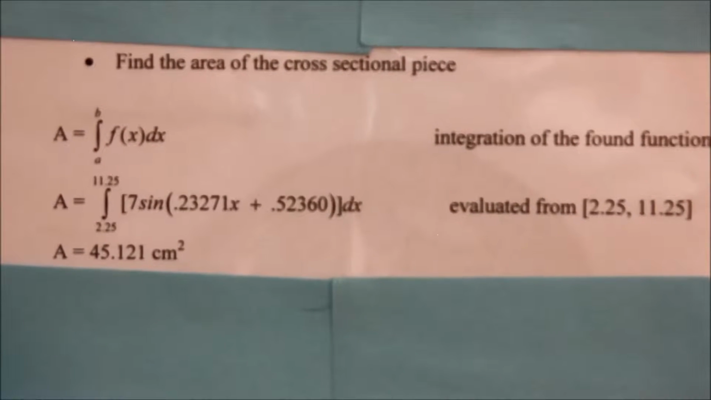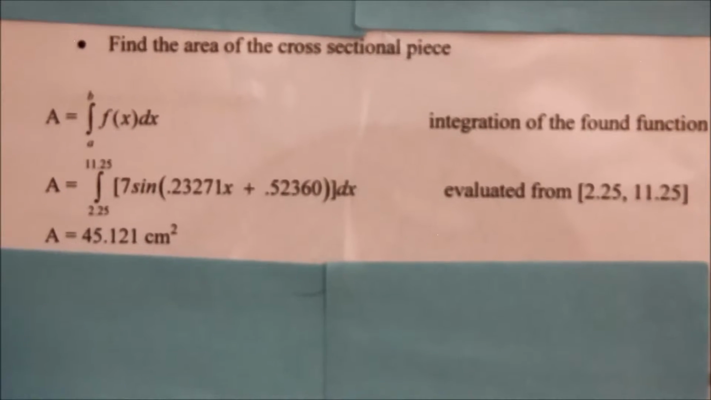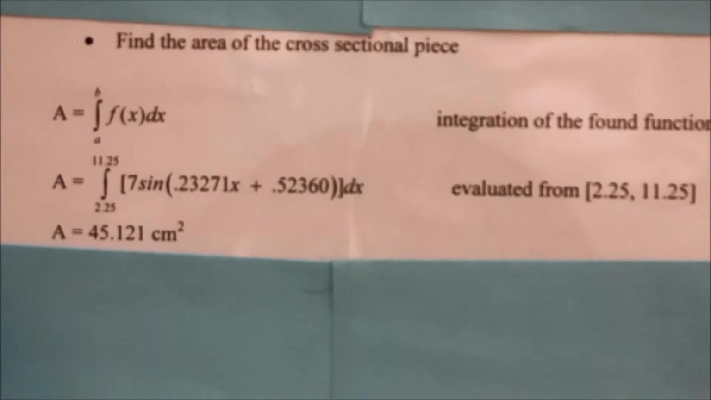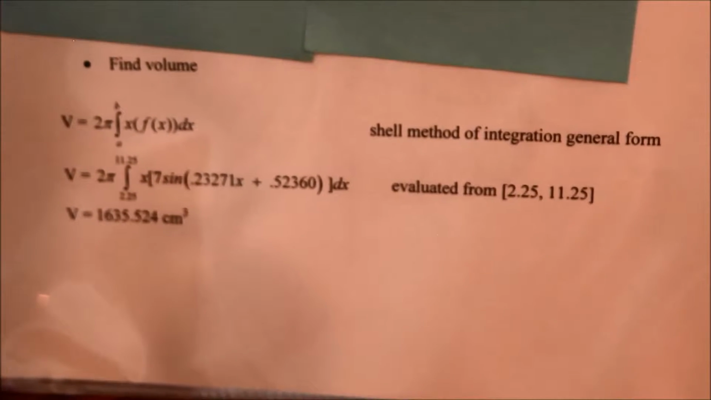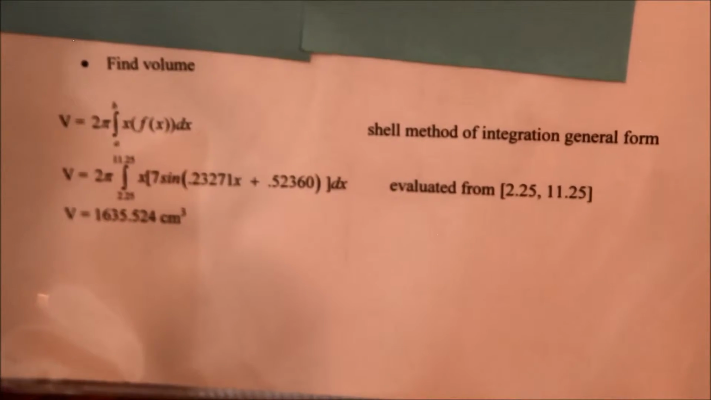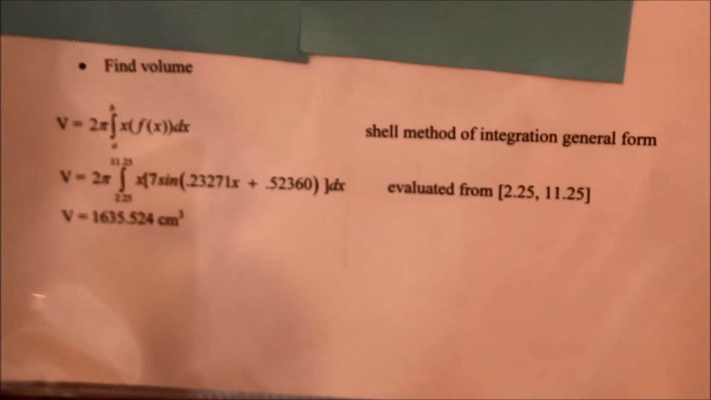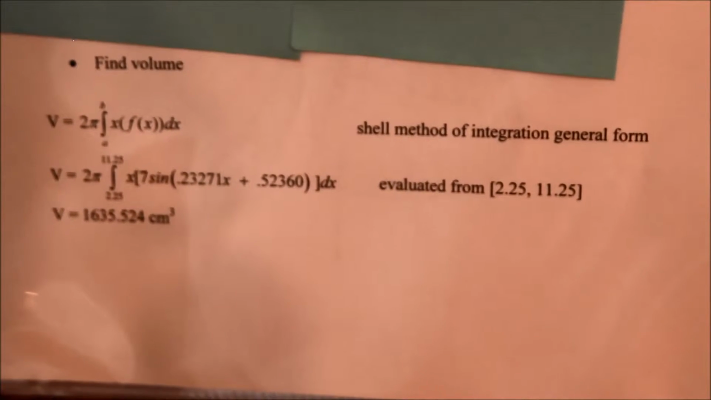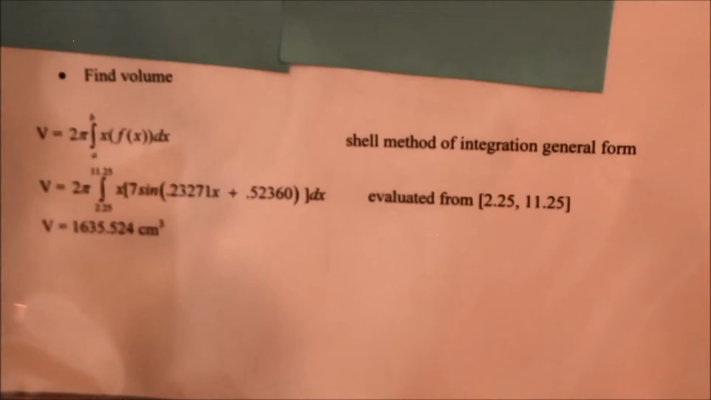To find the area of the cross-sectional piece, we use the general form of integration. We evaluate from 2.25 to 11.25, which gives us the area of 45.121 centimeters squared. To find the volume, we use the shell method of integration in the general form, defined as 2 pi x y integrated from b to a. We plug in the specific equation found in part 1 into f of x. Then we evaluate this from 2.25 to 11.25. This gives us the volume of 1,635.524 centimeters cubed. Thanks for the lesson, Miss Johnson.